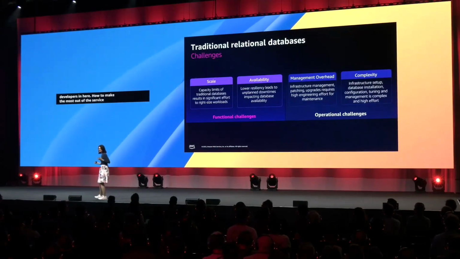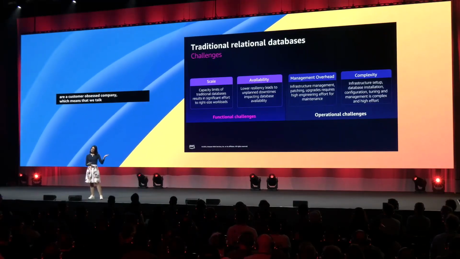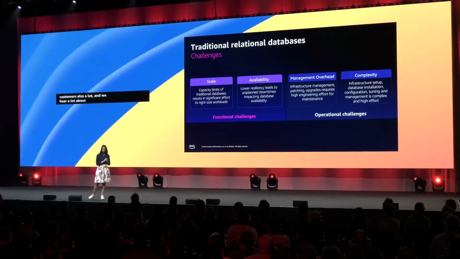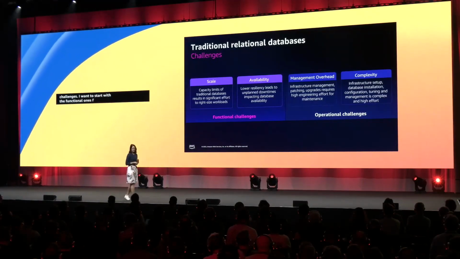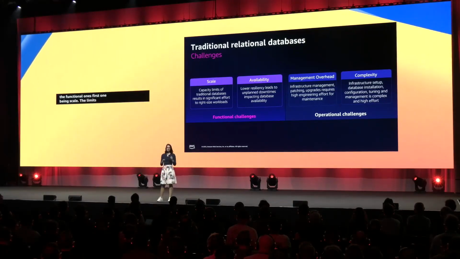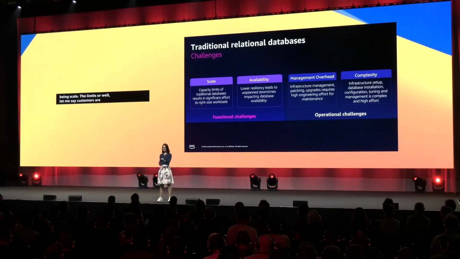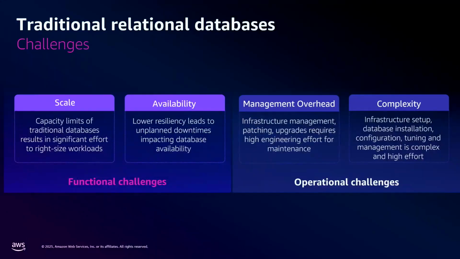We are a customer-obsessed company, which means that we talk to our customers a lot and we hear a lot about their challenges. I want to start with the functional ones. First one being scale. Customers are constrained by the capacity limits per instance, which creates the need to right-size their workload and also manage cost effectively. I talk to customers on a day-to-day basis, and a lot of them also struggle with making sure that the demand is served by the current setup they have.